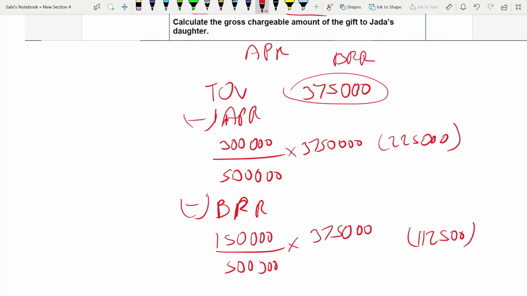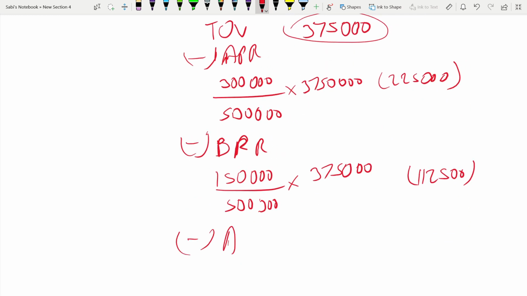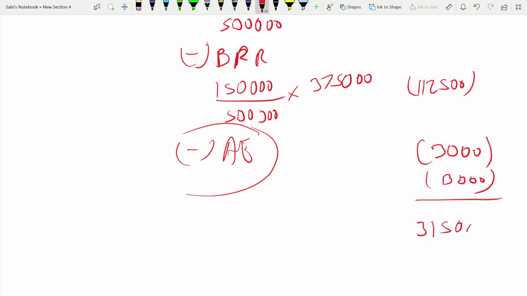Next. What's next? Annual exemption: current tax year and previous tax year. Do not forget this. So it's always 3,000, 3,000. Many students forget this annual exemption part. If you don't, you will not get the gross chargeable amount. So 31,500. This is the gross chargeable amount. Okay.